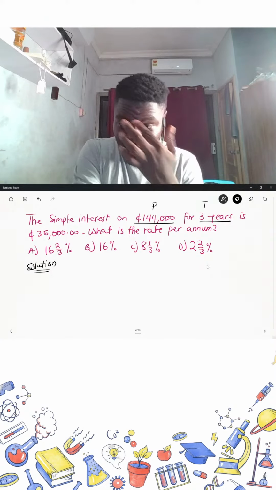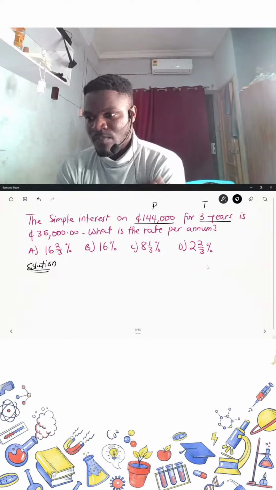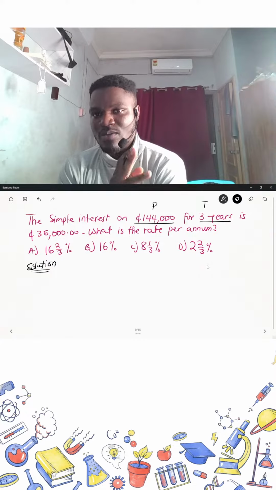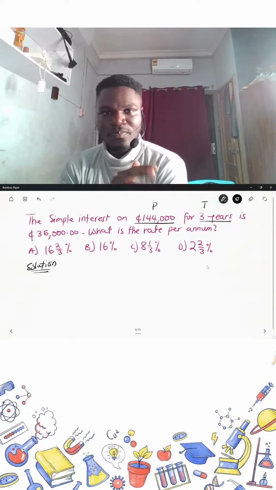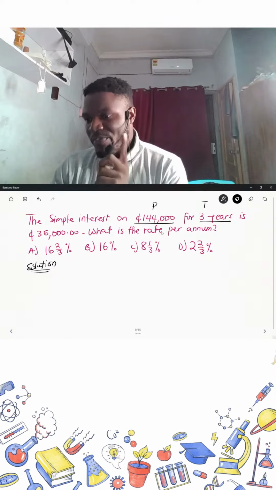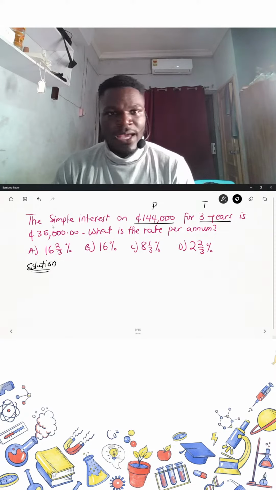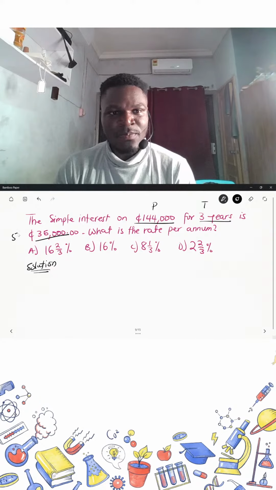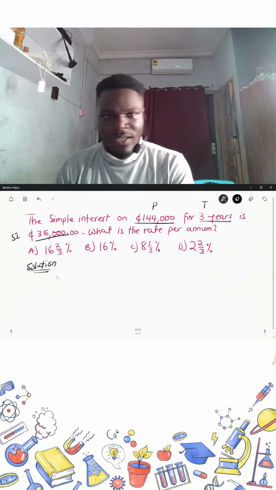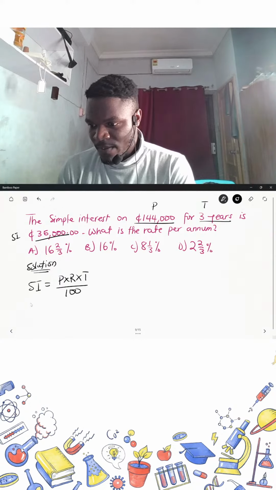All right. So like I was saying, the simple interest on 144,000 for 3 years is 36,000. What is the rate per annum? So the 144,000 becomes our principal, the time is the 3 years, and the 36,000 here is the simple interest. So the formula for simple interest is principal multiplied by the rate multiplied by time, all over 100.